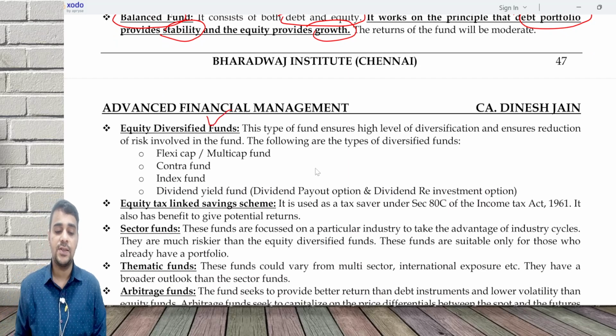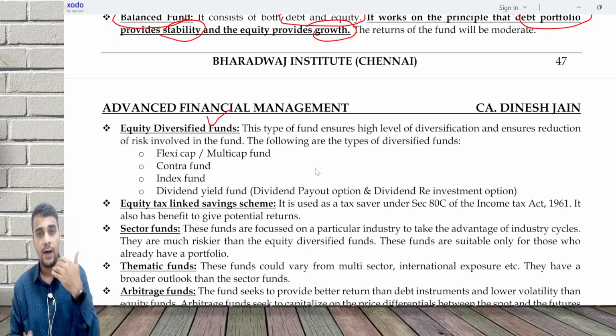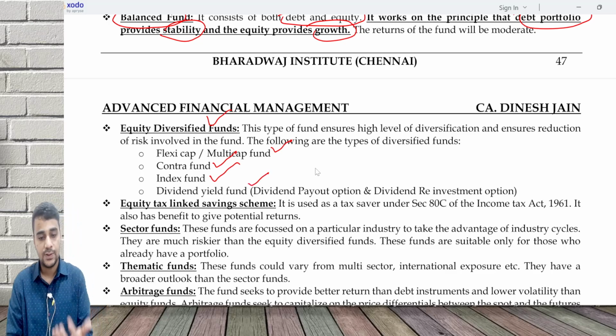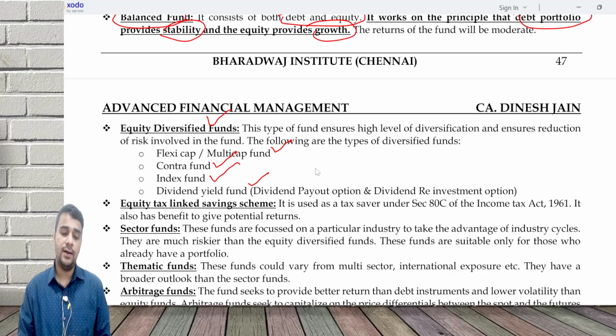Diversified funds. Diversified funds are those which have the benefit of diversification. Practically most of the funds will be diversified. Examples: flexi cap, contra fund, index fund, dividend yield fund. Multiple categories of funds are there. So all these categories are called equity diversified funds.